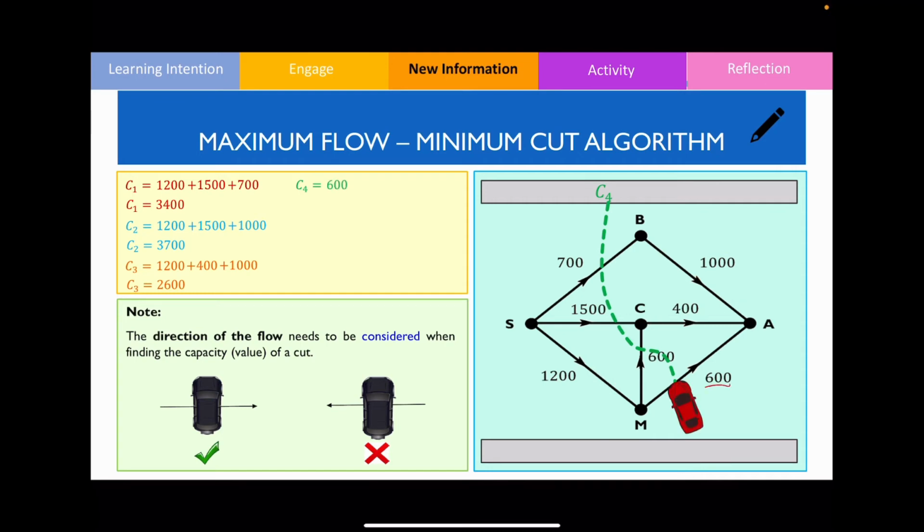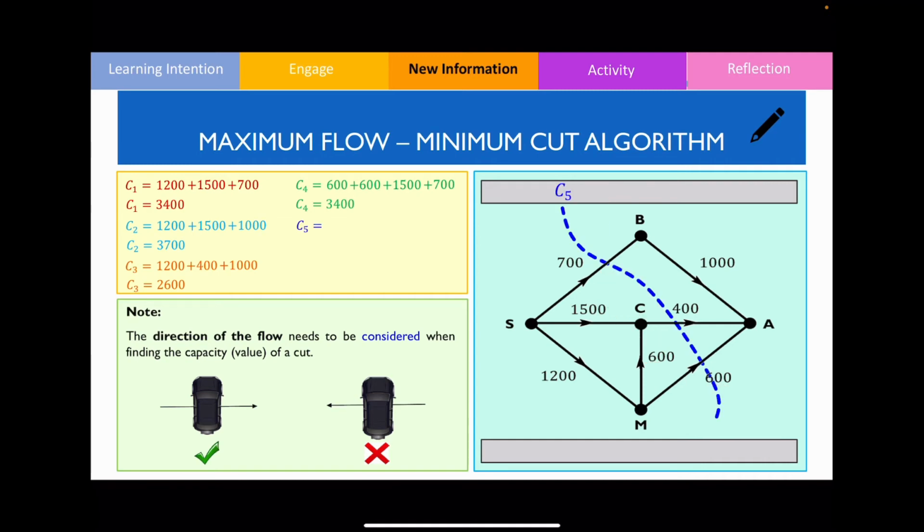For cut number 4, the flow is moving from left to right, so I include 600. Similarly, when I make a cut through this edge, the flow is moving from left to right, so I include the values 600 and 1500, and when it reaches this point, I also add 700. Therefore, this has a capacity of 3400.